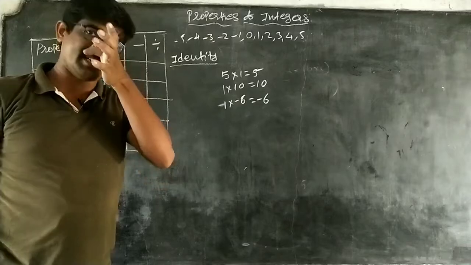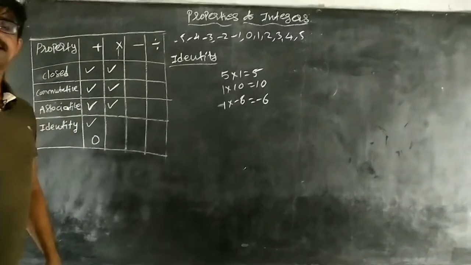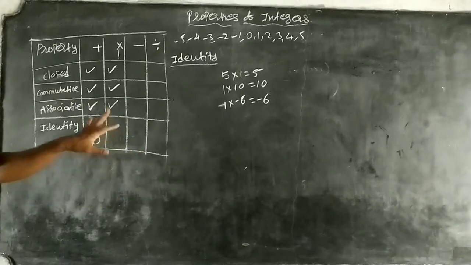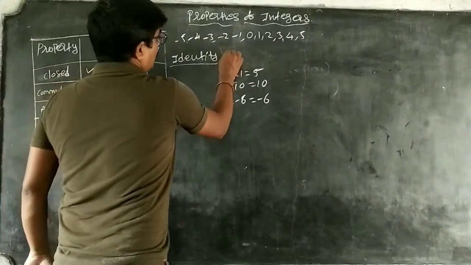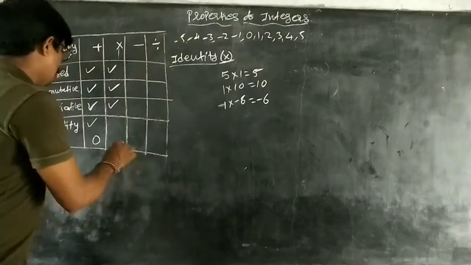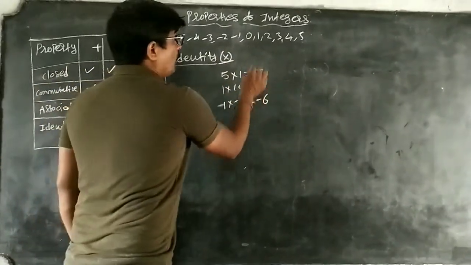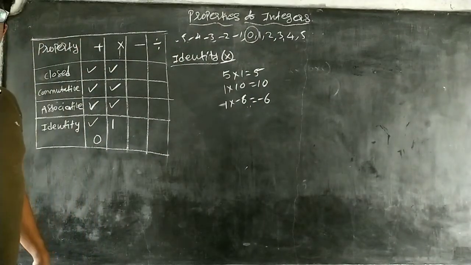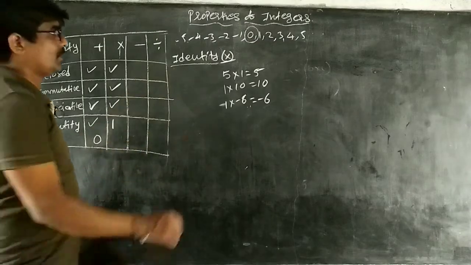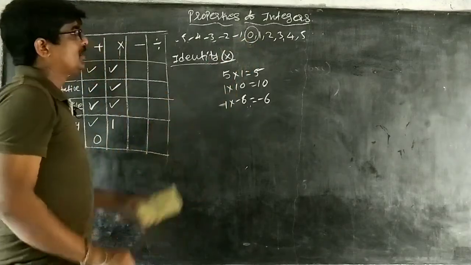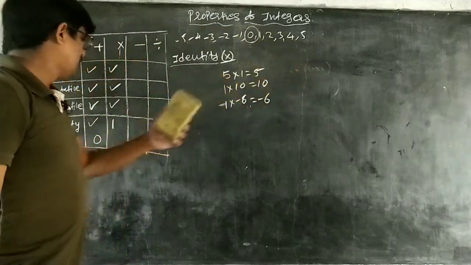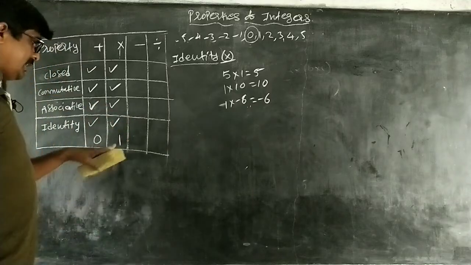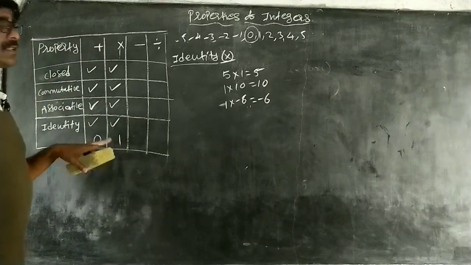So integers satisfy the multiplicative identity, except 0. We do not consider 0. Except 0, all integers have the identity. What is the identity? 1 is the identity. Multiplicative identity is 1, additive identity is 0.